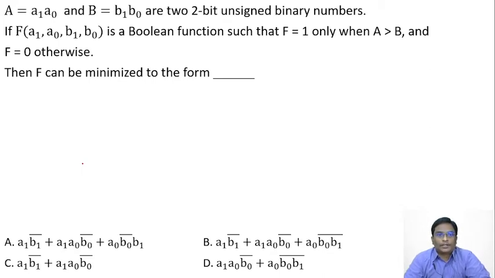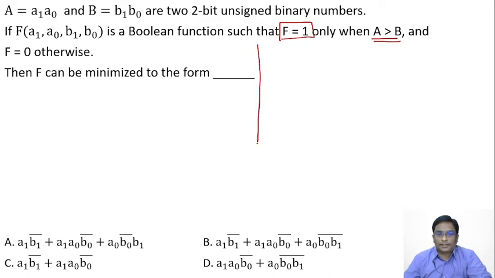If you notice here, A is given as 2 bits, A1, A0. B is given as 2 bits, B1, B0, or 2-bit unsigned binary numbers. F is a function of all those 4 bits, a Boolean function such that F is 1 only when A is greater than B. Okay, F is 1 only when A is greater than B.